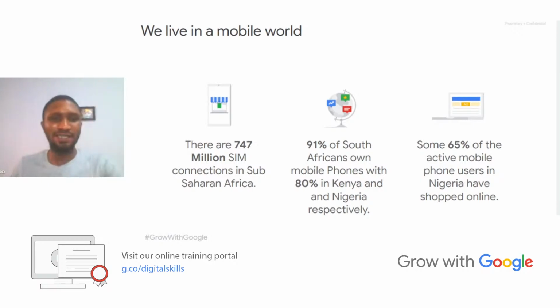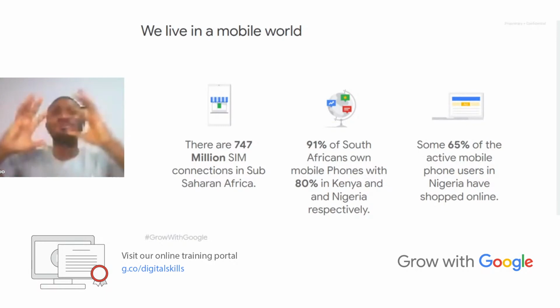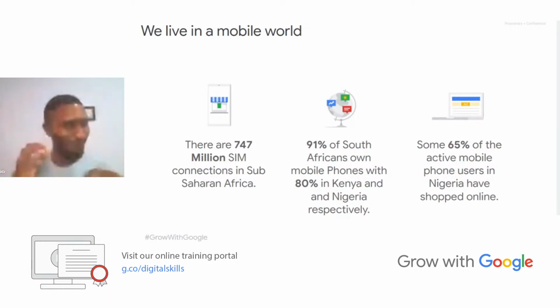Looking at this stat, 774 million SIM connections across SSA, 91% of South Africans own mobile phones, with 80% in Kenya and Nigeria respectively, and some 65% of active mobile phone users in Nigeria have shopped online. People do not just own these mobile devices, they are actually shopping online. So what's this telling you about the opportunities you could get from leveraging digital marketing and taking your business online and doing it the right way, of which we'll be guiding you through how to do that in this session.